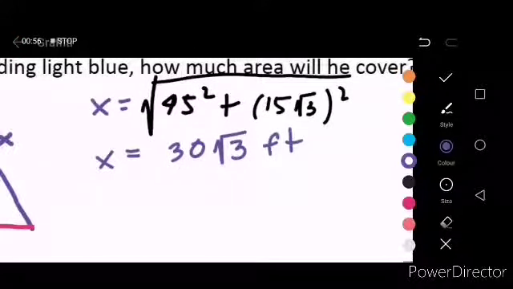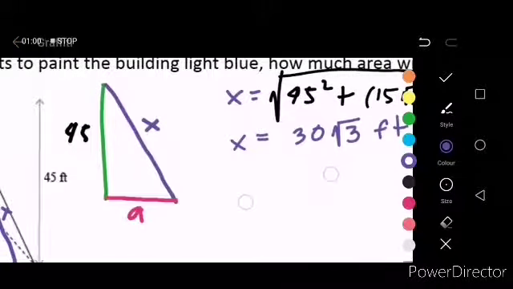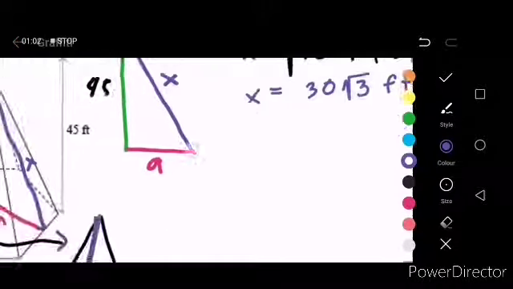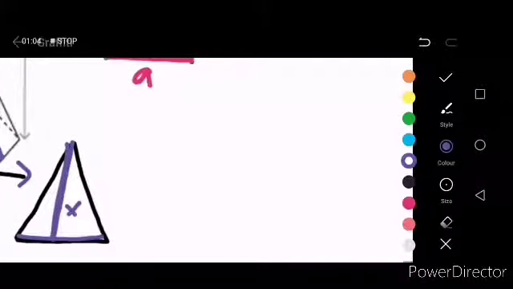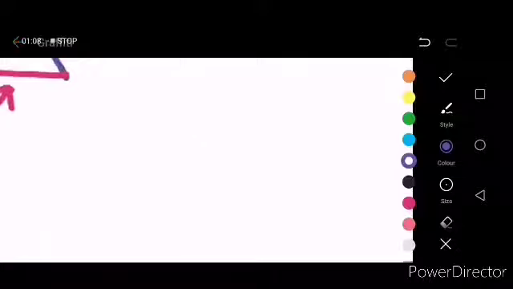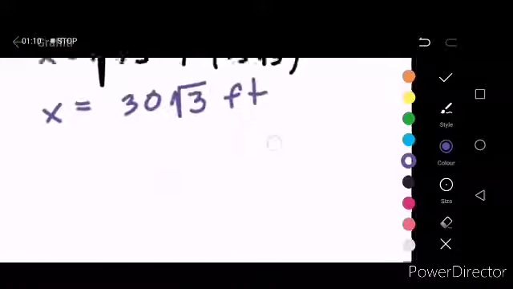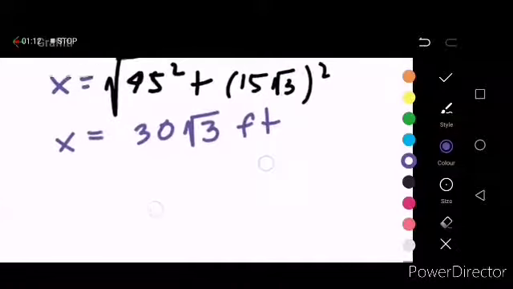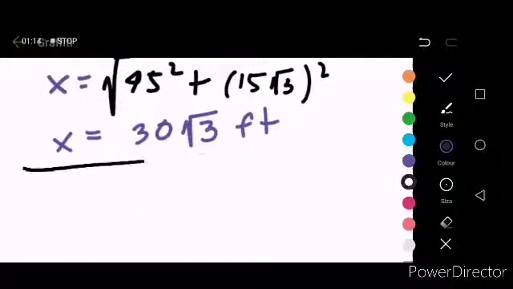Okay? O, sandali. Kompleto na ba yung mga information? Yes, nakuha na natin yung x. So, ibig sabihin, may slant height na tayo. Nakuha na natin yung slant height ng isa sa mga faces ng pyramid natin. So, therefore, we can now solve for the lateral surface area.